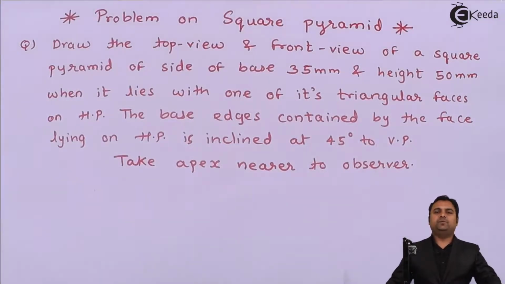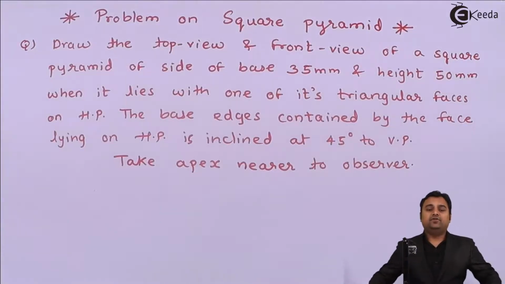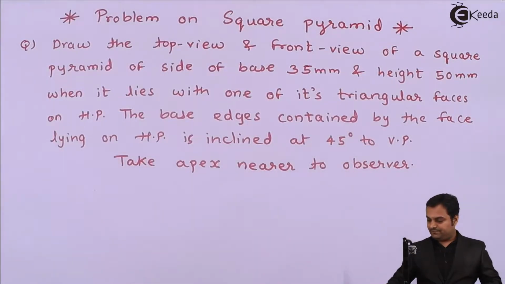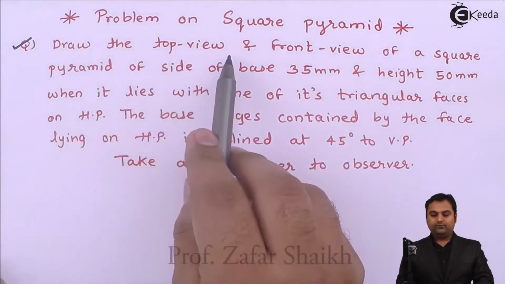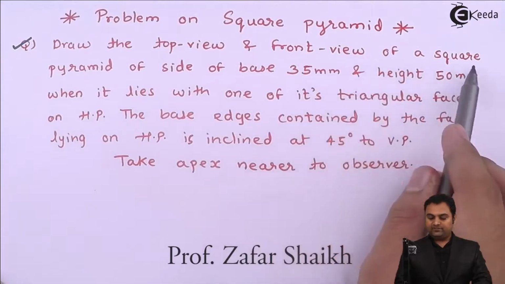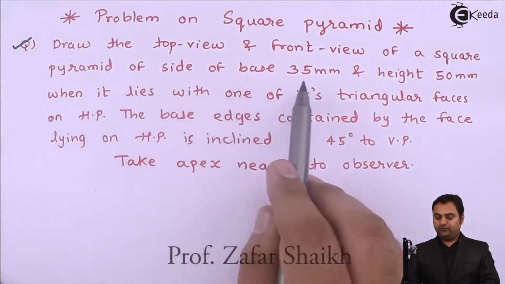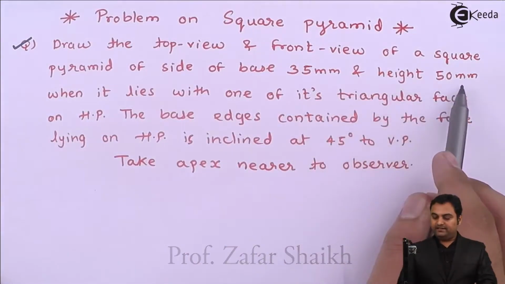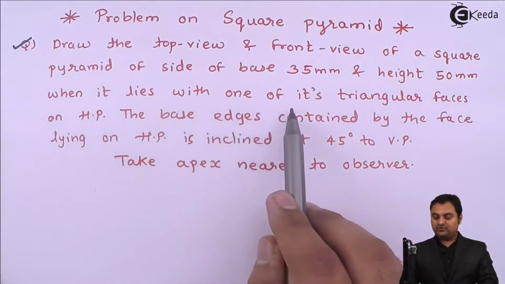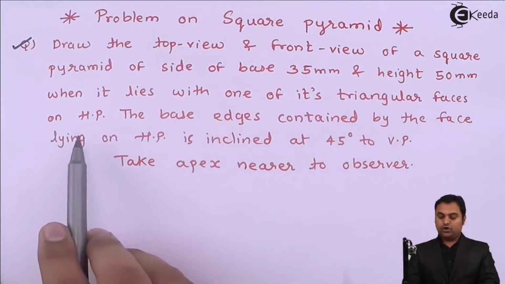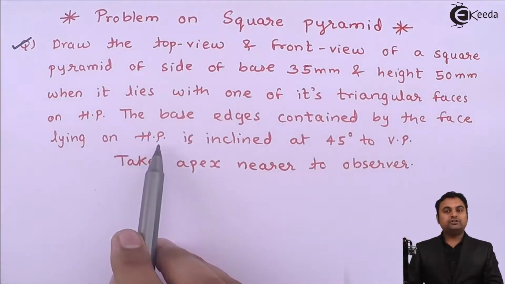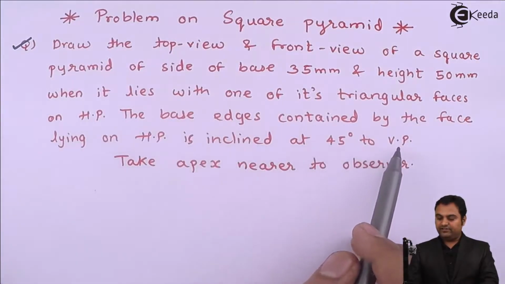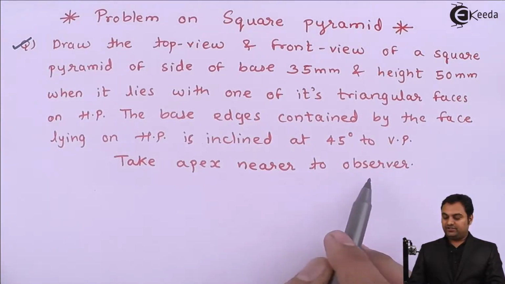In this video, we are going to see a problem on square pyramid, and for that, here is the question. Draw the top view and front view of a square pyramid of side of base 35 mm and height 50 mm when it lies with one of its triangular faces on HP. The base edges contained by the face lying on HP is inclined at 45 degree to VP. Take apex nearer to observer.